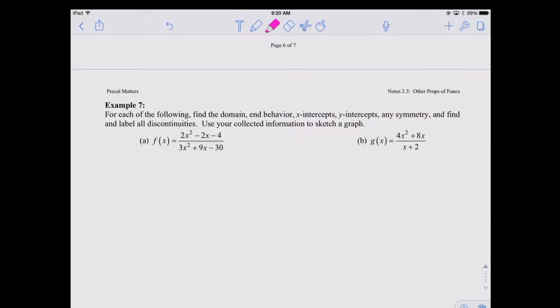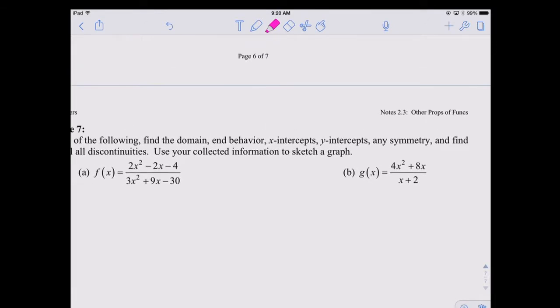All right, example 7. For each of the following, we're going to use all the knowledge that we've learned this year so far to come up with a sketch of this function without using the calculator. So we're going to be looking at the domain. We're going to be looking at the end behavior. We're going to be finding x-intercepts and y-intercepts. That's kind of a review from Algebra 2. Symmetry is an aid to graphing, because if you know the function's an even function, and you know what it looks like in quadrants 1 and 4, do you have the whole graph?